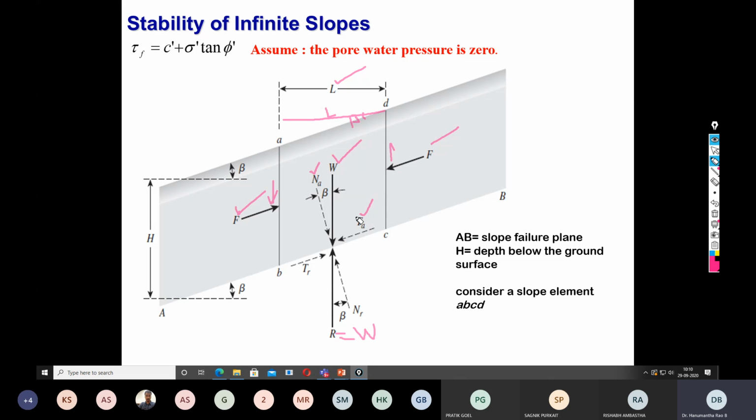Is this part clear? Yes, sir. Anybody has any question?